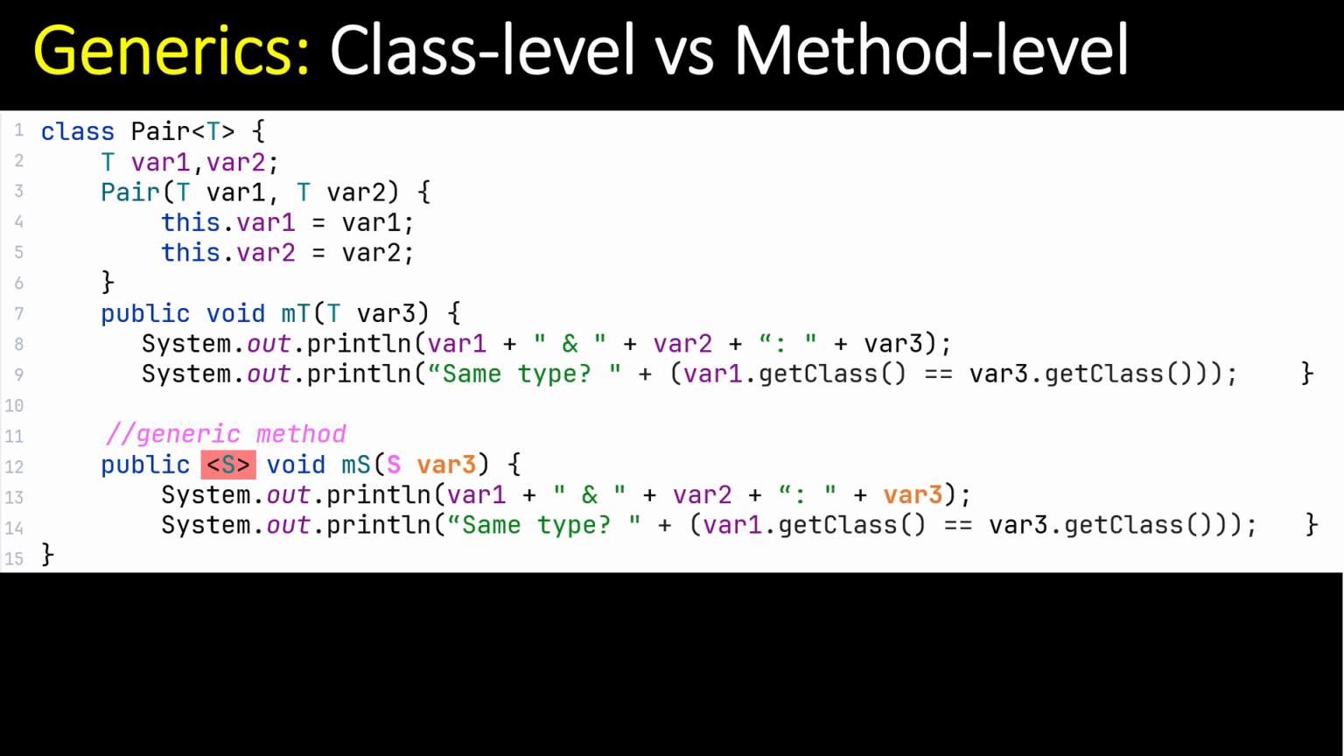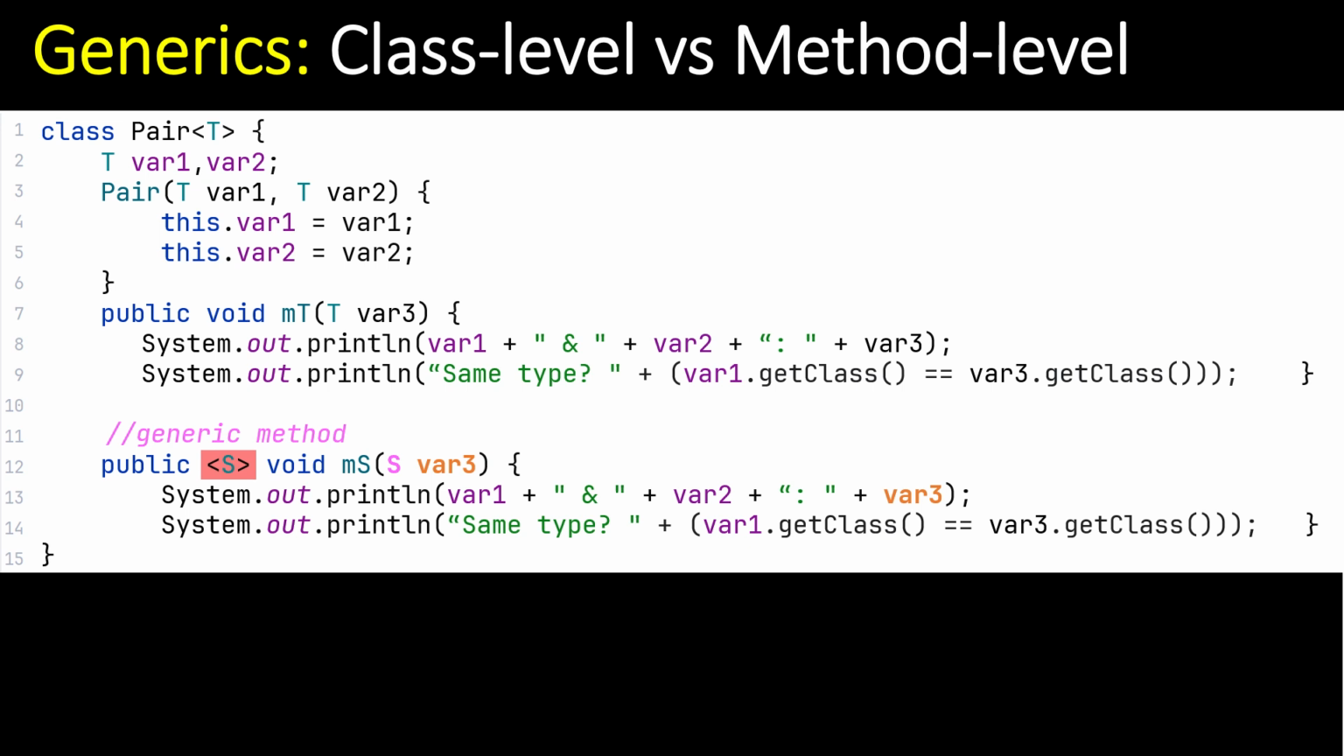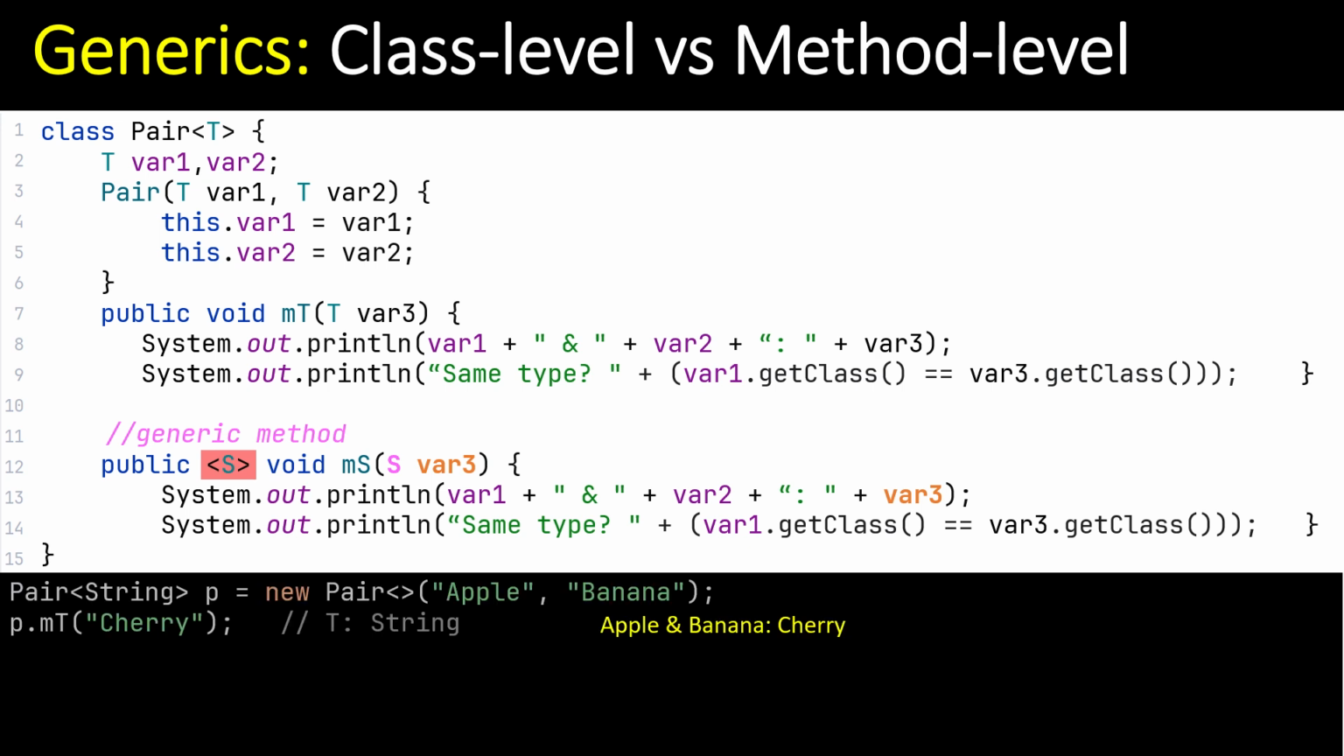It is important to understand the difference between the two. The regular method mT uses the class-level generic type T, which is determined when the object is created. That means the method is restricted to the same type as the object, just like the var1 and var2 variables. On the other hand, the generic method mS declares the generic type S with angle brackets in its signature, which allows the method to introduce a new type each time it is called. The type S is determined at the moment of the method call based on the argument passed in. This means the method can accept different types regardless of the class-level generic type across different calls, making it more flexible.